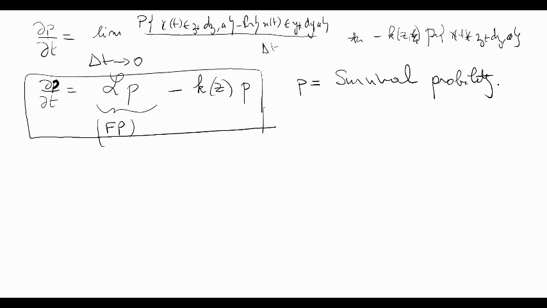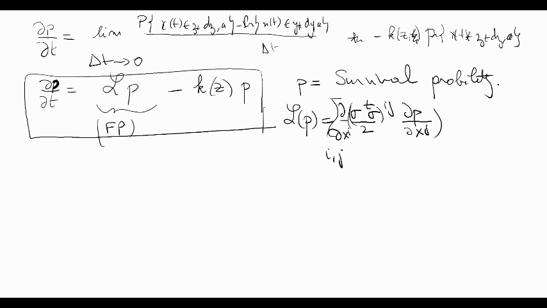So the classical expression for L, as we have seen in previous classes, is L of P, which is sigma transpose divided by 2, d over dxi, d over dxj of p, summed over i and j, minus d over dxi of the drift b of i multiplied by p, summed over i.